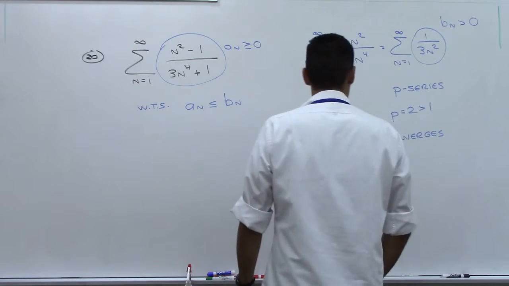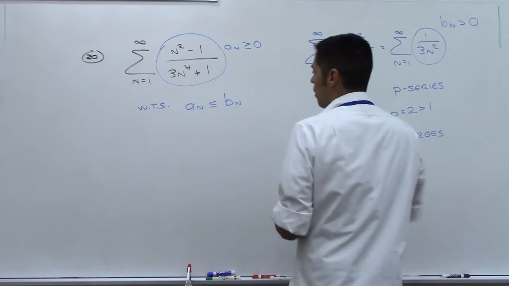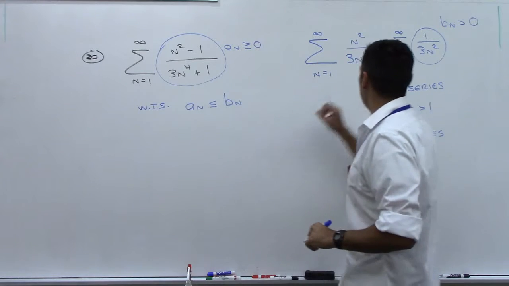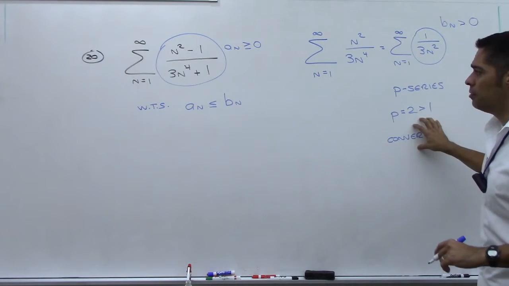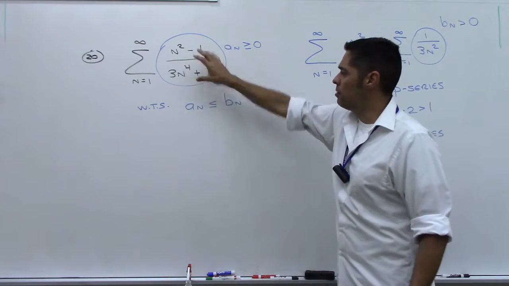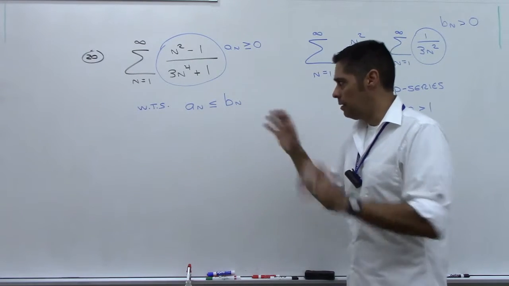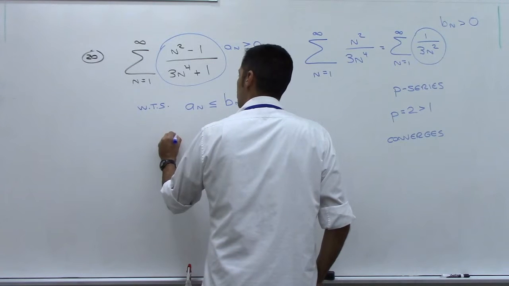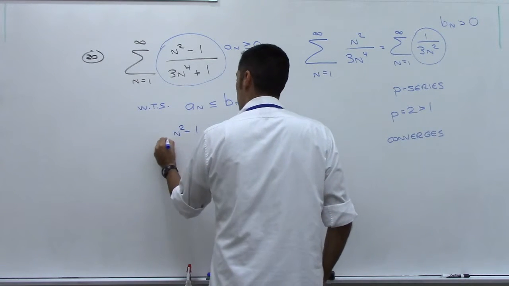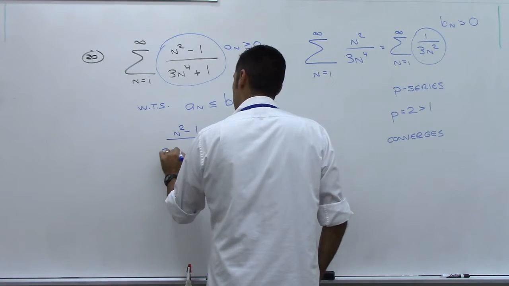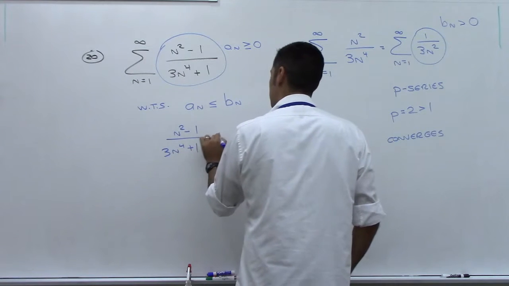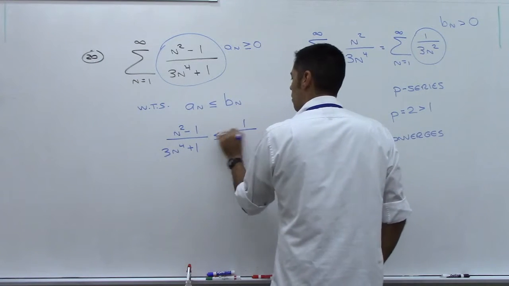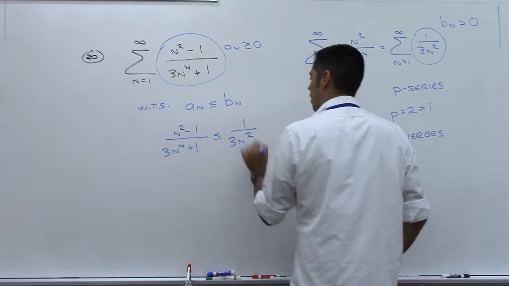So let me see if I can show that this is true. Remember, if all of these are adding up and they're converging to a number, then if my numbers here are smaller than these or equal, then mine should add up to be a number also. So I want to show that n squared minus 1 over 3n to the 4th plus 1 is less than or equal to 1 over 3n squared.